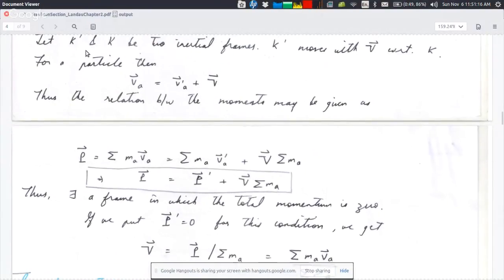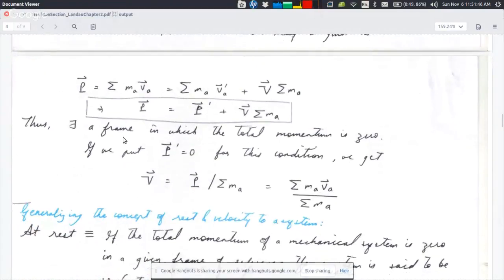Okay. So let K prime and K be two inertial frames. K prime moves with velocity V with respect to K. Now, for a free particle, we already know that va will be given by va prime plus V. This is Galilean relativity. Thus, the relation between momenta may be given as P is equal to the summation of ma va, which becomes the summation of ma va prime plus V times the summation of ma. Then this P will be equal to P prime plus V times the summation of ma. So there exists a frame in which the total momentum is zero.